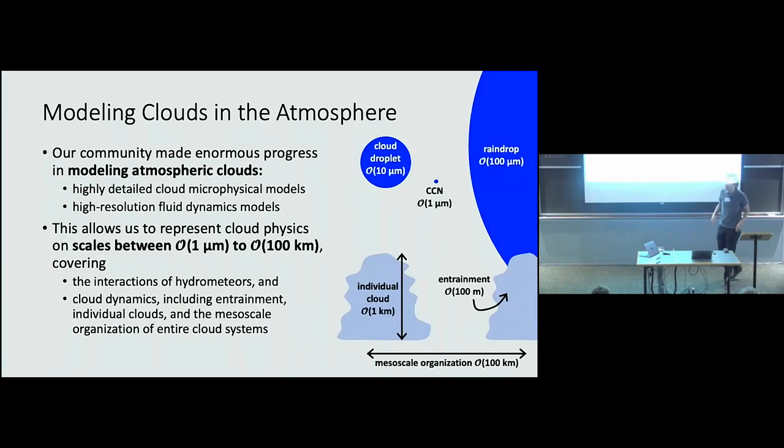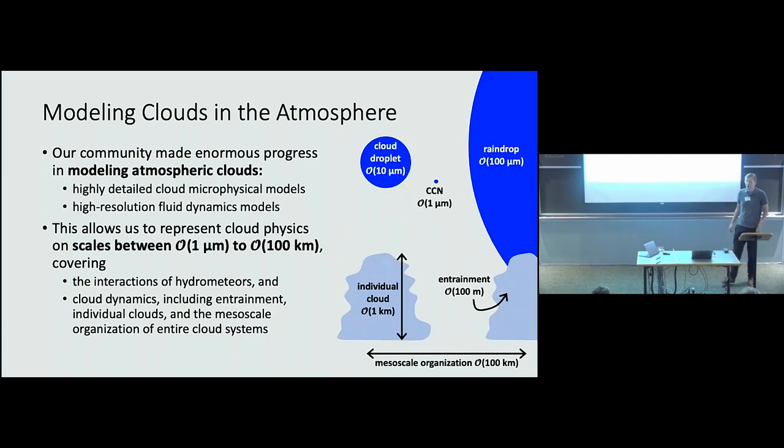So first of all, I would say that our community made enormous progress in the last years to model atmospheric clouds. So we have really developed great microphysical tools to represent all the little interactions of aerosols, cloud droplets, and rain droplets on a really huge range of scales using, for example, the super droplet methods, which Anna introduced earlier, or bin models, which also have been around for several decades.